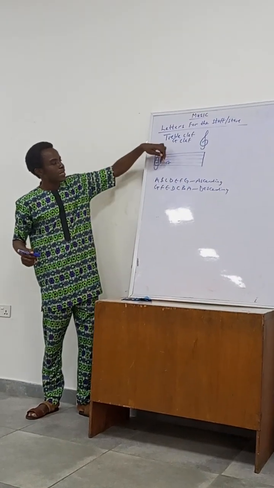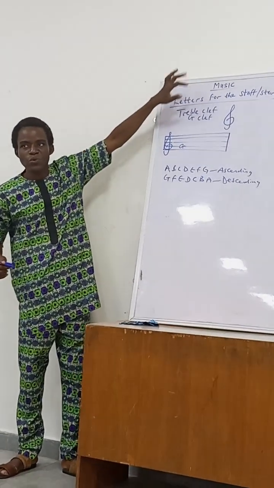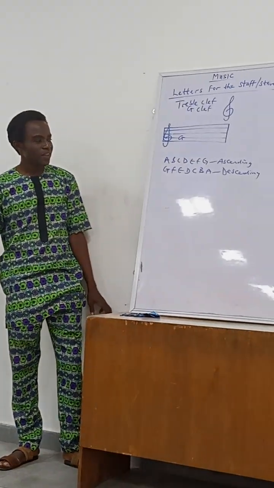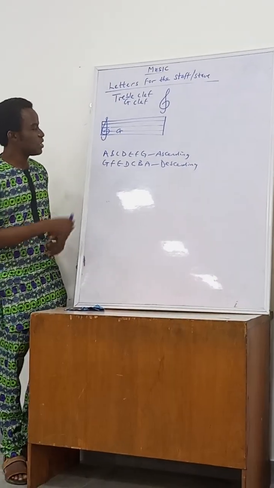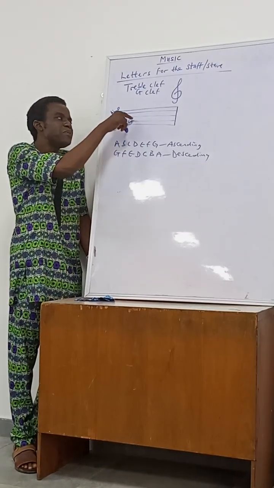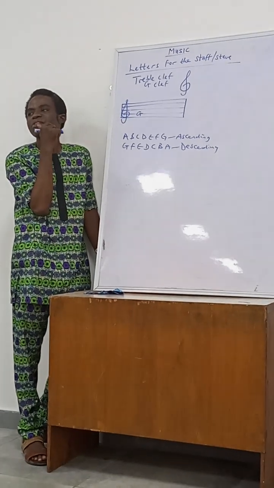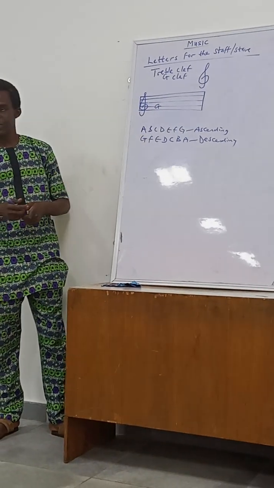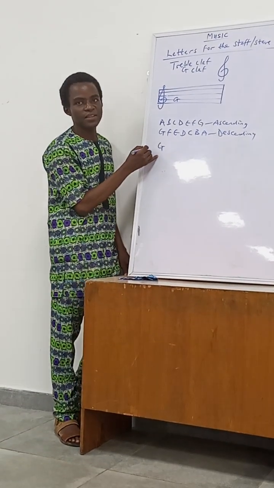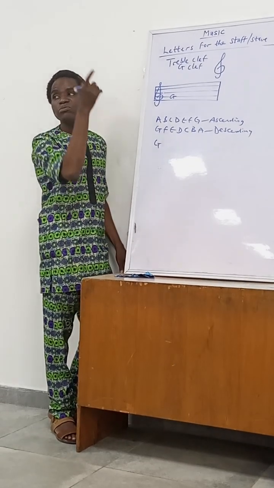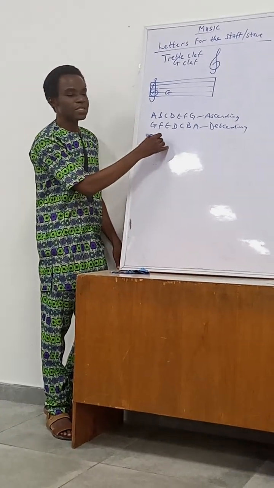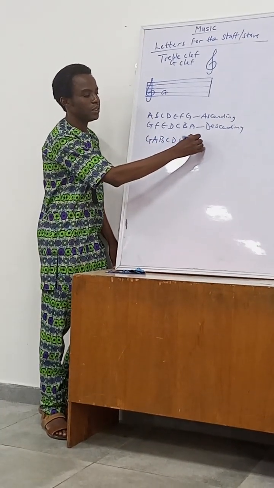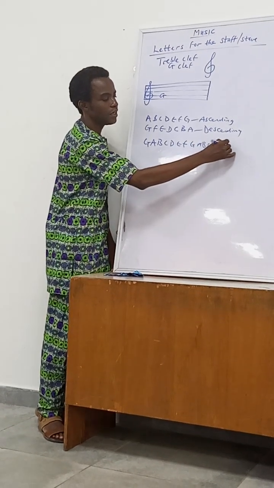Now, here we are to ascend. That is, we are going up. We are climbing the staircase. Now, can someone just tell me what is going to happen to the immediate space after the second line? If the second line is G, and we are still going up, it means we are going to come back to A and start from A. G, A, B, C, D, E, F, G, A, B, C, D, E, F, and so on.